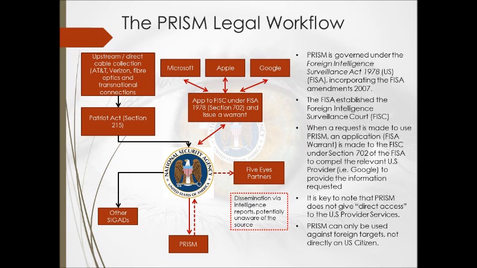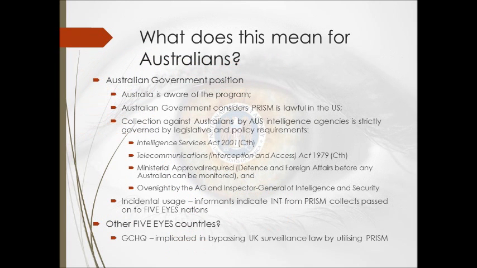Note that PRISM doesn't give direct access to the US service provider servers. However, there is probably some mechanism now in place to allow the information to transfer backwards and forwards from the particular agency. Please note that PRISM can only be used against foreign targets outside the United States. It can't be used directly on US citizens. However, incidental collection is allowed to happen, i.e., a message to a US citizen from a foreign target.